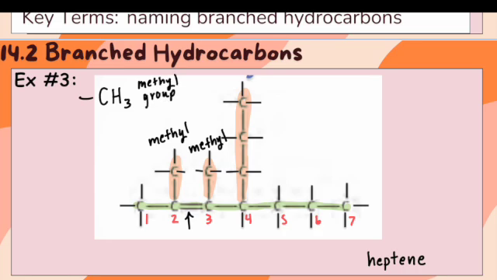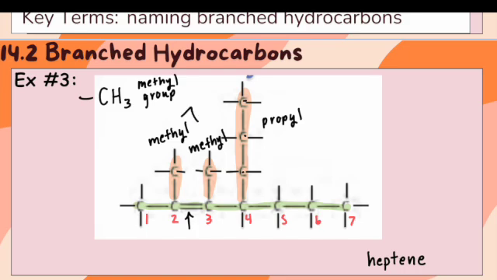Okay, then this one on the 4th carbon has 1, 2, 3 carbons attached to it. So 3 carbons has the prefix prop. So this will be a propyl group. Okay, now we can start labeling.